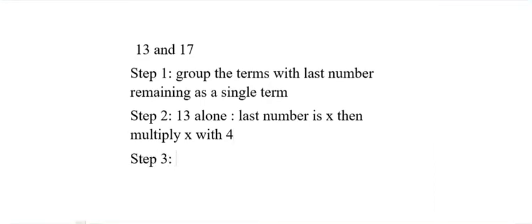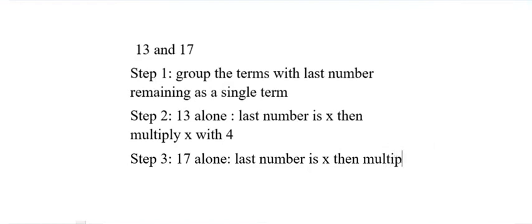Now let's go for step number 3. What if the number is 17 alone? You have to check for the rule of 17. That means to say, after grouping, if the last number is x, then here you will multiply x with the number 5. That's all the difference. So I'll repeat. For 7, the last number is multiplied with 2. For 19, the last number is multiplied with 2. For 13, the last number is multiplied with 4. And for 17, the last number will be multiplied with 5. I hope it's clear.